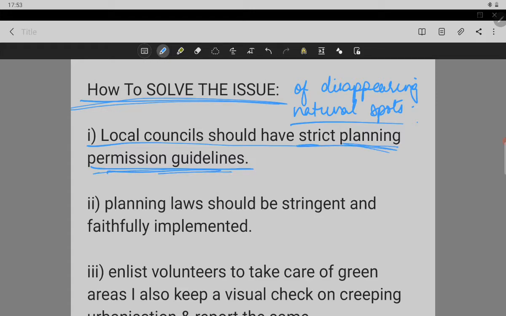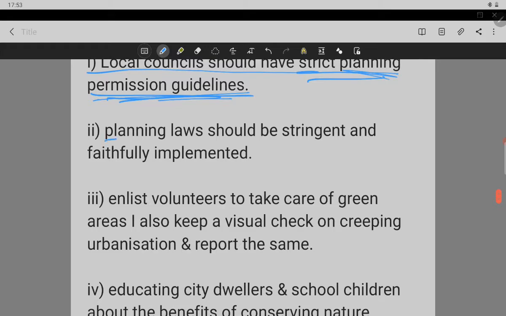Where can you put up a building? How high can the building be? How far away from a forested area or a natural spot should it be? That is strict planning permission guidelines. The planning laws should be stringent and faithfully implemented. You have made a strict law, you have made a stringent law, but it does not help if the law is only on paper. So it has to be faithfully implemented. The law as it is on paper should be implemented by the authorities.